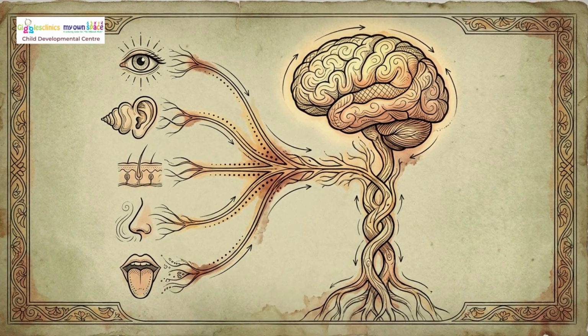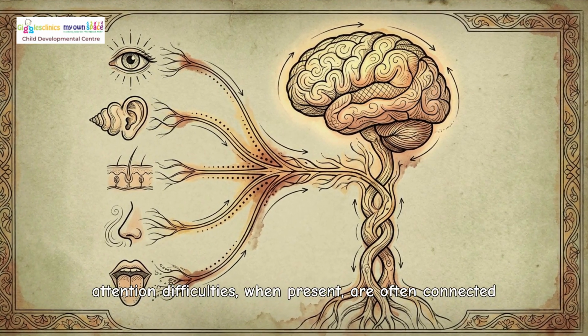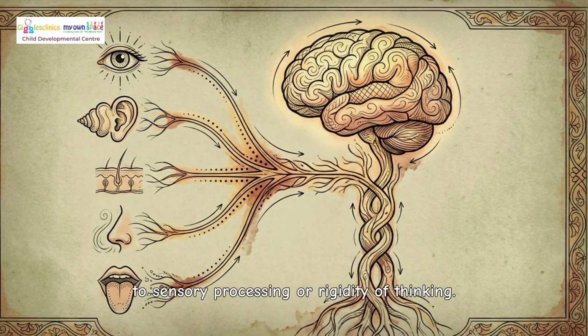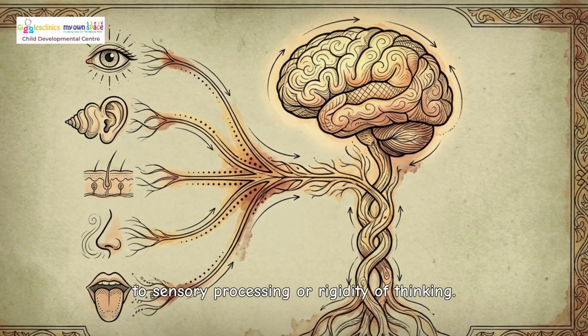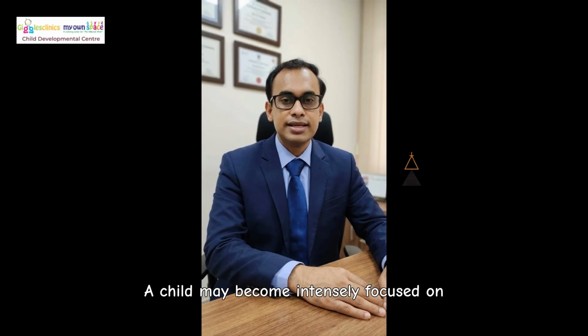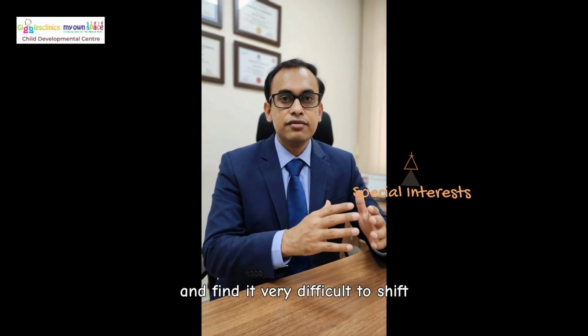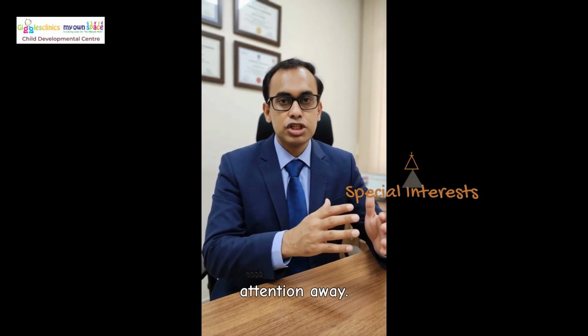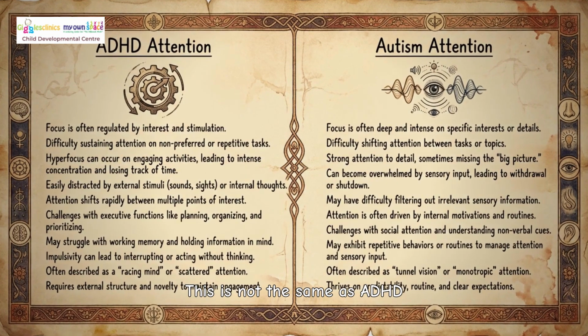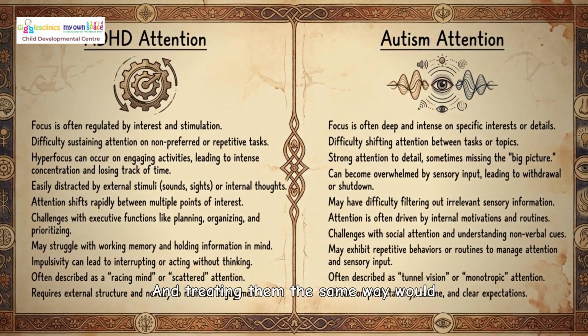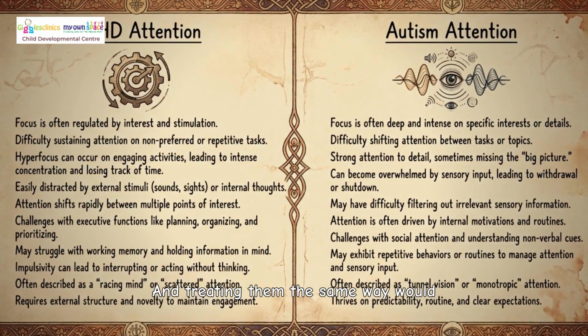In autism, attention difficulties, when present, are often connected to sensory processing or rigidity of thinking. A child may become intensely focused on a specific topic, what we call a special interest, and find it very difficult to shift attention away. This is not the same as ADHD attention, and treating them the same way would be a mistake.